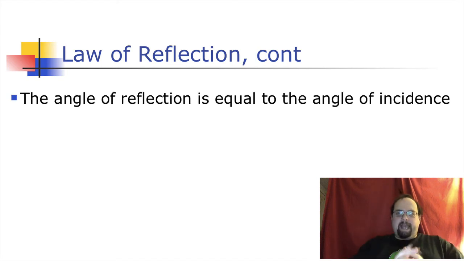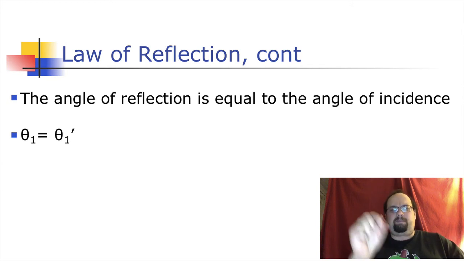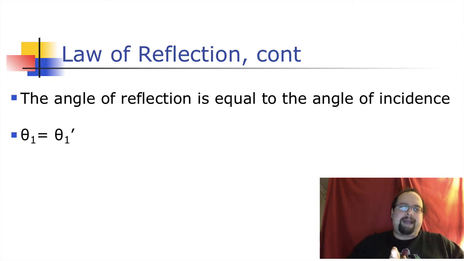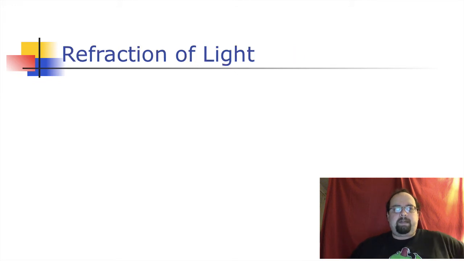Here's the law of reflection. The angle of incidence is equal to the angle of reflection off of a smooth surface. So theta 1 and theta 1 prime are always equal to each other. Why do we even bother putting a prime on it? Well, for refracted, we're going to get a different story. It's only for reflected. For refracted, we'll get a different angle, and we'll have to come up with a new law. But for reflected, they're nice and equal to each other.